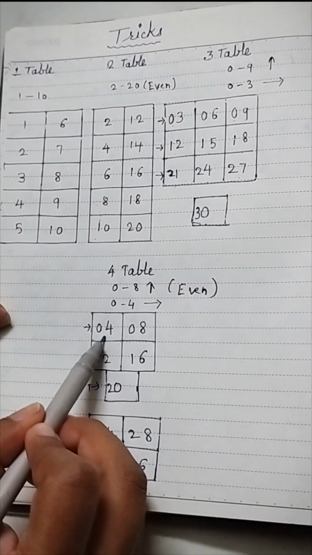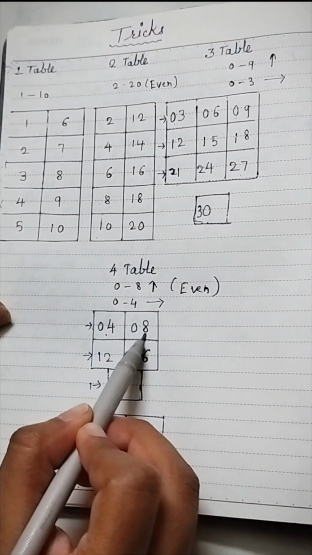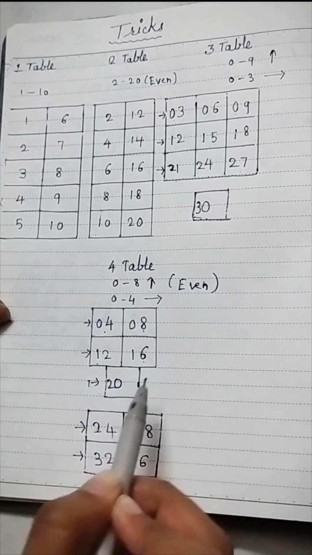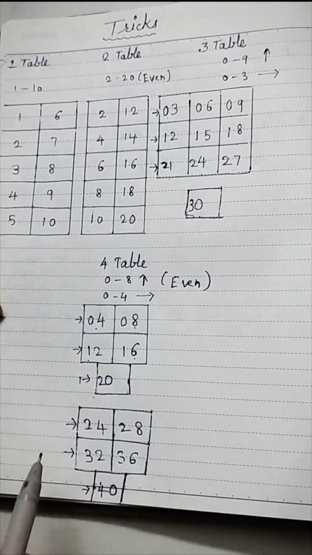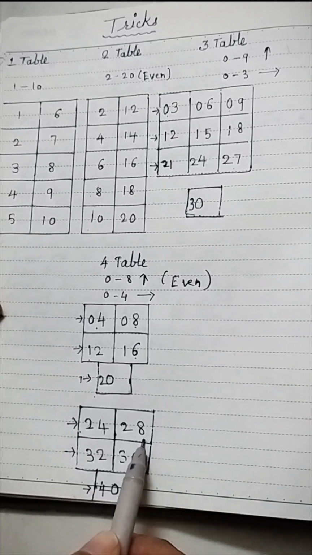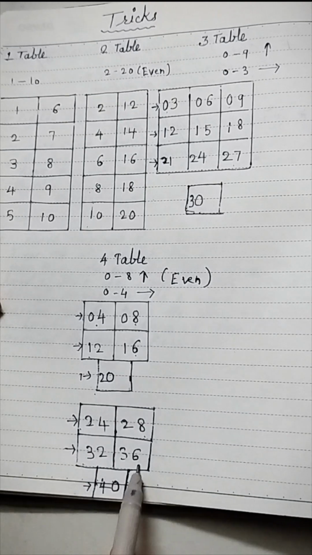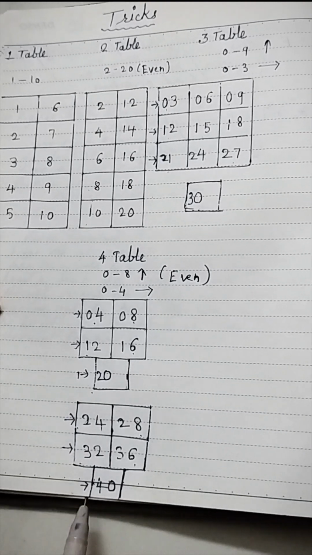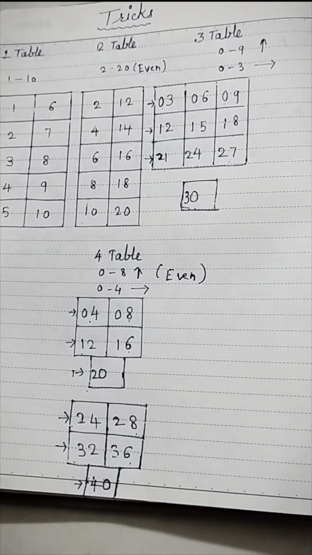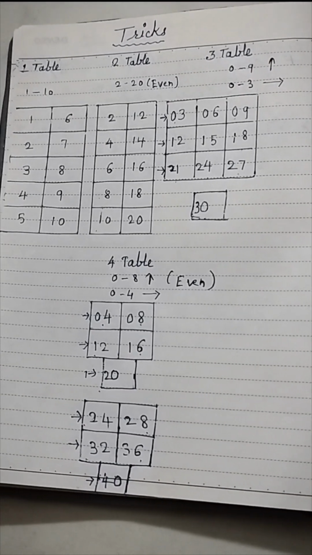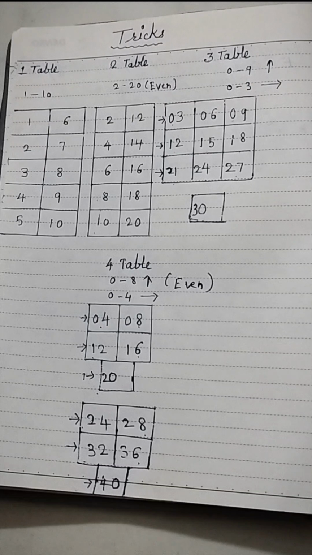You can say like 4 ones are 4, 4 twos are 8, 4 threes are 12, 4 fours are 16, 4 fives are 20, 4 sixes are 24, 4 sevens are 28, 4 eights are 32, 4 nines are 36, 4 tens are 40. So these are the tables from 1 to 4. Easy to learn, easy to remember.